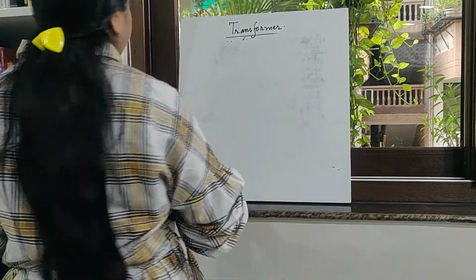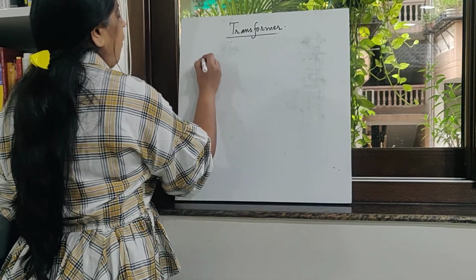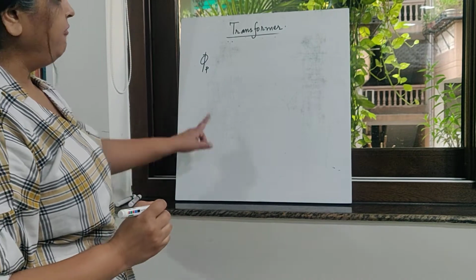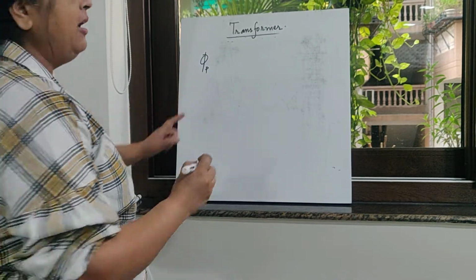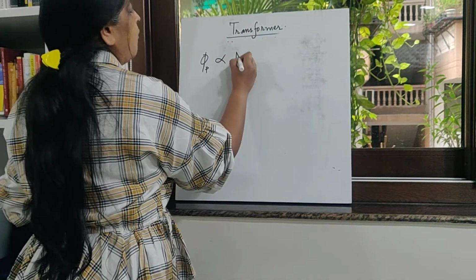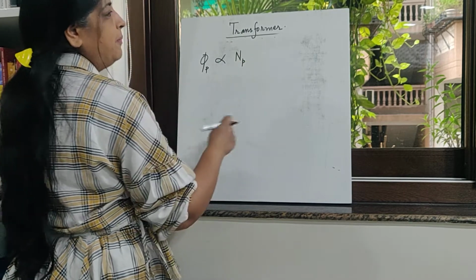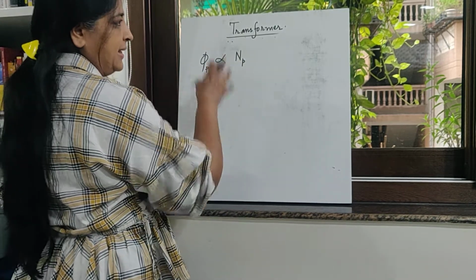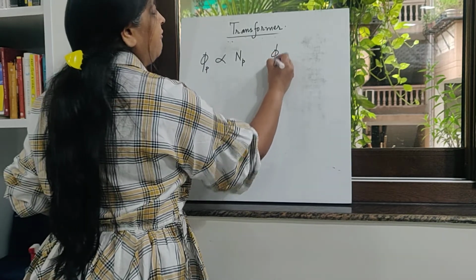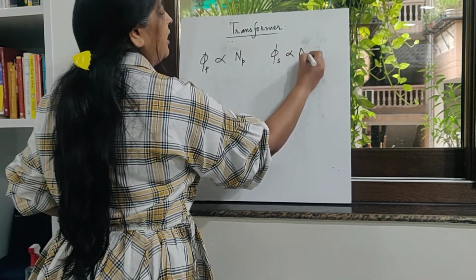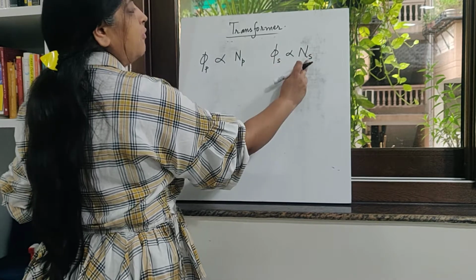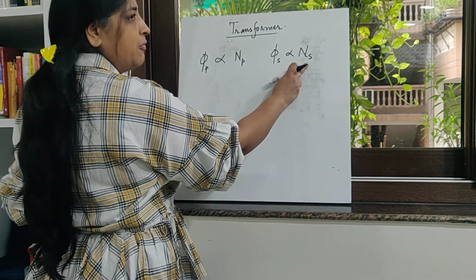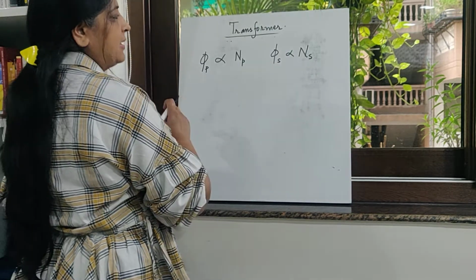Now we know that all the magnetic flux that will be linked with the primary coil will depend upon how many number of turns are there in the primary coil. So more are the number of turns, more will be the flux lines linked with it. Similarly, phi s will be directly proportional to ns, number of turns in the secondary, and this is the flux linked with the secondary. So more are the number of turns there, more will be the flux.